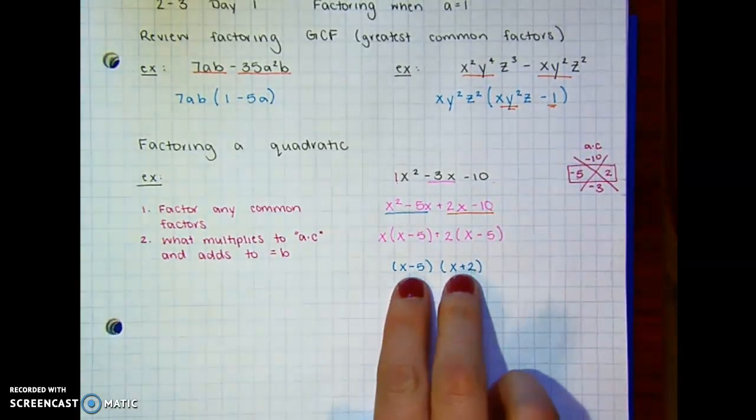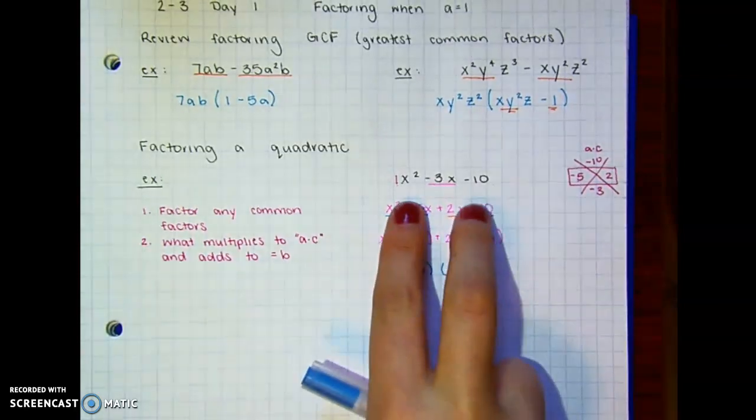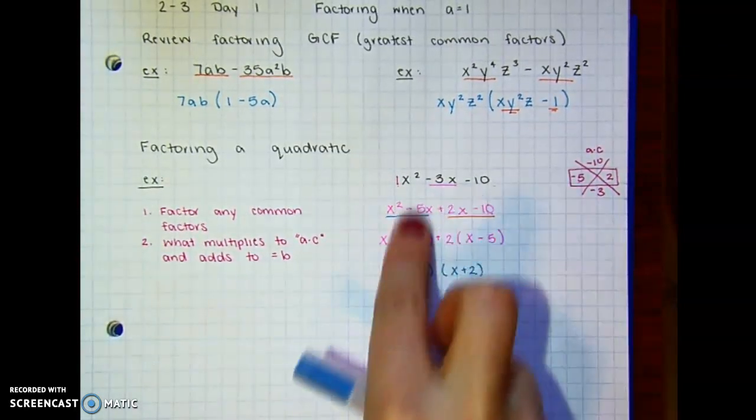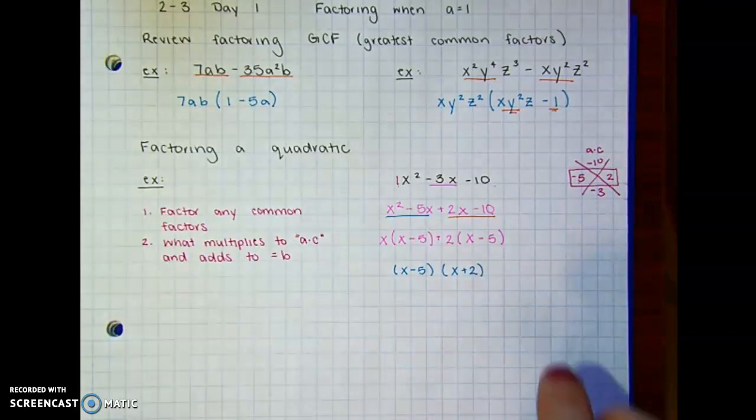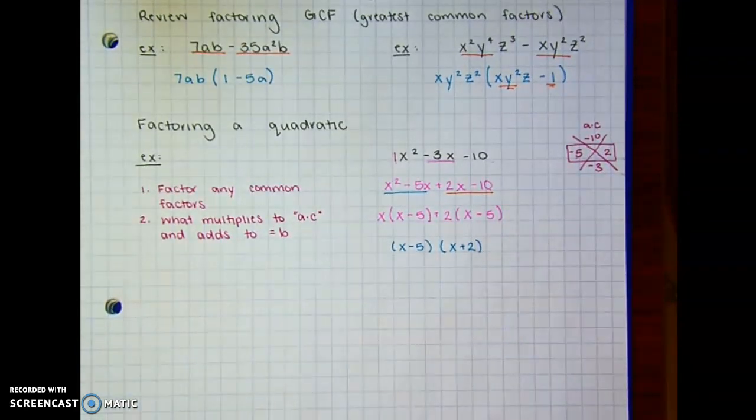So technically you can go straight to here because you knew it was negative 5 and you knew it was positive 2. But you could also do it this way. This is kind of like the reasoning behind it. Okay. So, let's do another example.